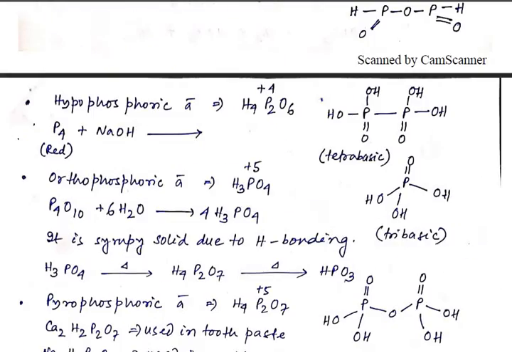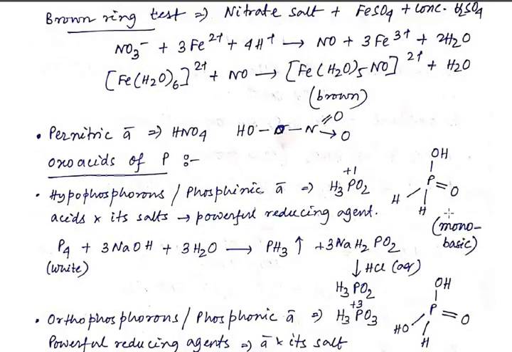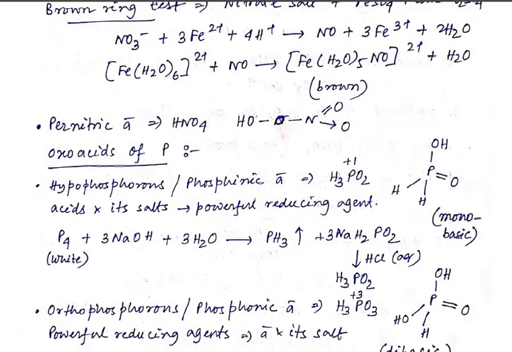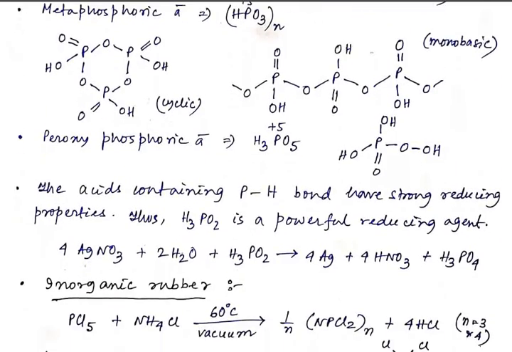The acids containing P-H bonds: you can see in these structures we had seen the P-H bond. In case of phosphinic acid or H3PO2, 2 P-H bonds are there. In case of H3PO3, only 1 P-H bond is there. In such a way, the acids containing P-H bonds have strong reducing properties.